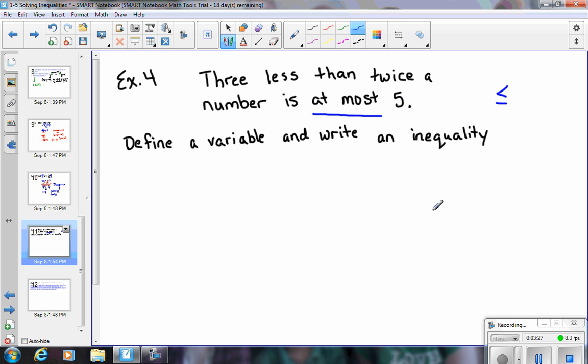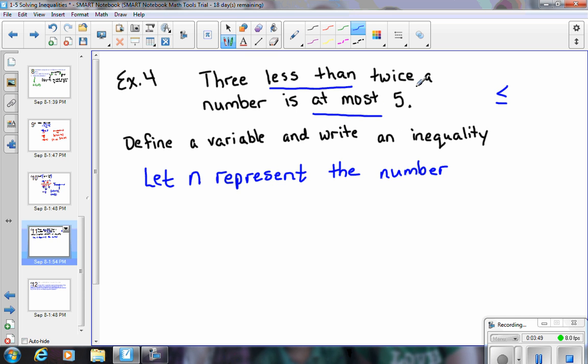So we're going to use this symbol. I'm going to let n represent the number. This is defining the variable. So 3 less than twice a number. Well, less than, remember, is subtraction, but you got to flip it around. Twice a number, multiplying by 2. So I have twice a number. 3 less than twice a number is at most, remember we said that was less than or equal to 5. So here would be my inequality that would represent this problem.